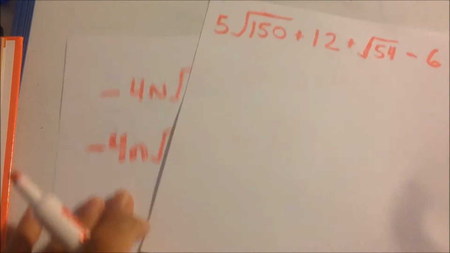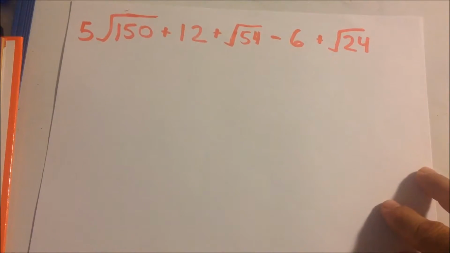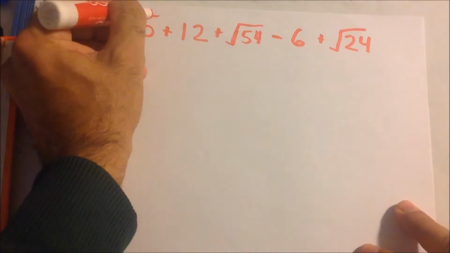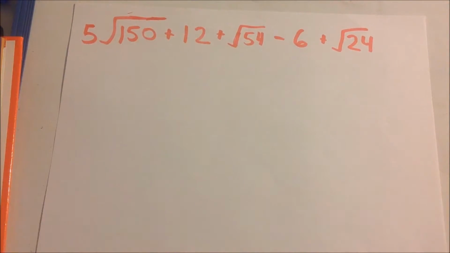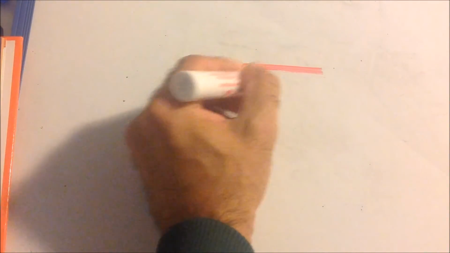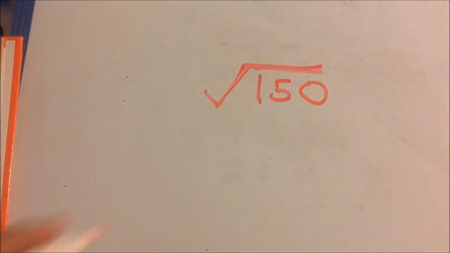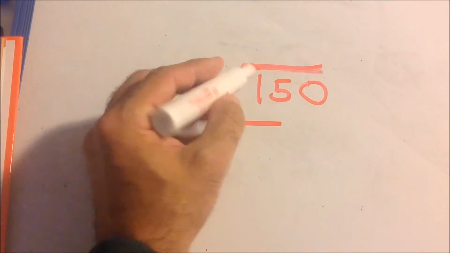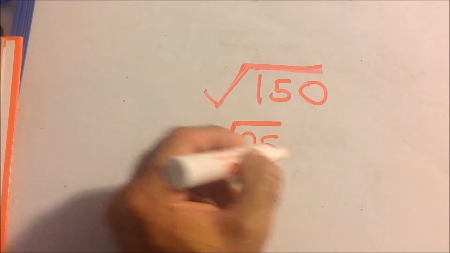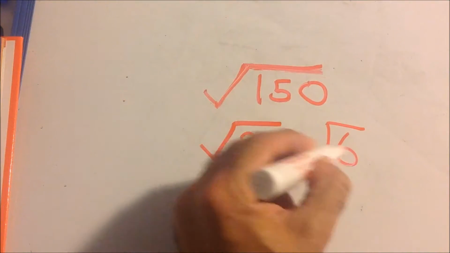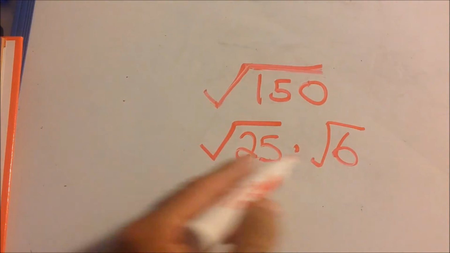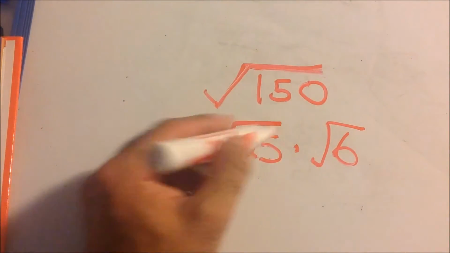Okay, this one's a little more difficult. What you want to do here is, first of all, see if you can get some perfect squares. If you remember, let's take the square root of 150 for a minute. Trying to find the perfect squares, you can use other squares. So the square root of 150 could be the square root of 25 times the square root of 6. 25 times 6 is 150, and here we have a perfect square.